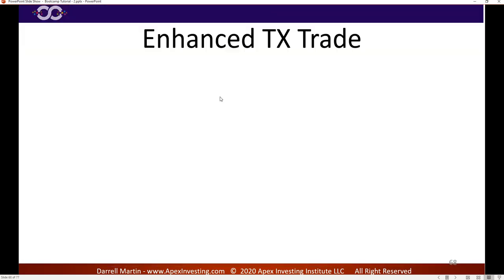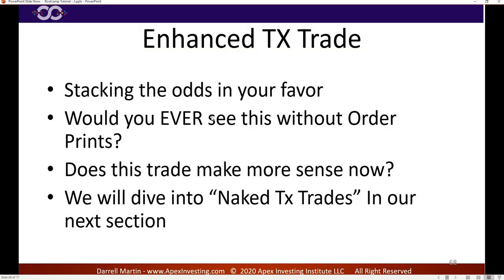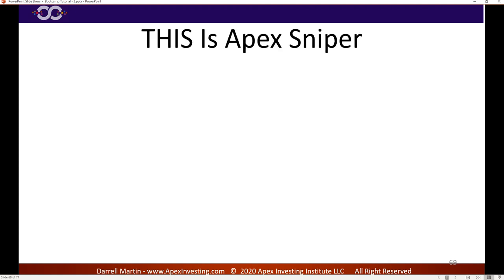All right. So, guys, all we're doing there with the enhanced is stacking the odds in our favor. Okay. And you'll never see any of this stuff without order prints. On Friday, in our next section, we're going to dive into naked TX trades.